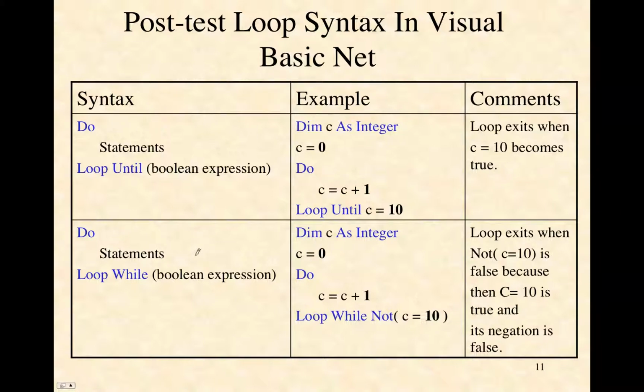And VB also allows do while, which is do statements, loop while. The same program that I wrote here can be written as follows. C got declared here, C got set to 0 here, do C equal to C plus 1, loop while not C equal to 10. Okay. Or I could have used not inside, then I wouldn't have used the word not here. Okay, so these are the styles in Visual Basic.